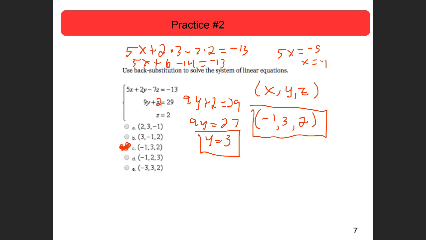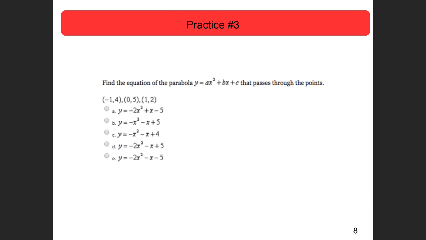All right. And there are only 3 problems on the practice this week. Yay! But the third one is very much like the last problem on the assessment. It says, find the equation of the parabola y is equal to ax squared plus bx plus c that passes through the points. This is exactly the same problem. Well, it's not the exact same problem. The points are a little bit different.